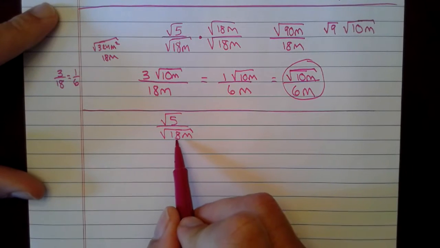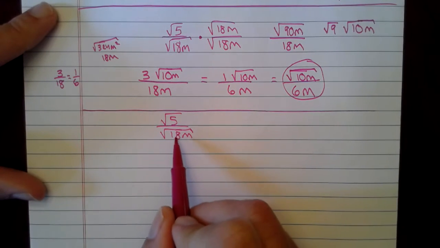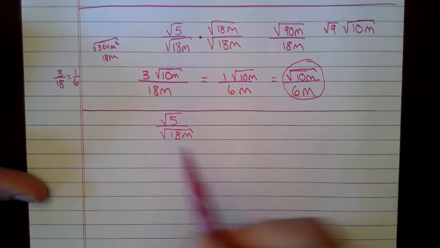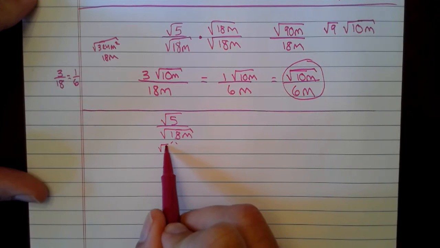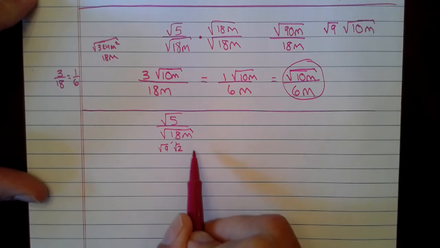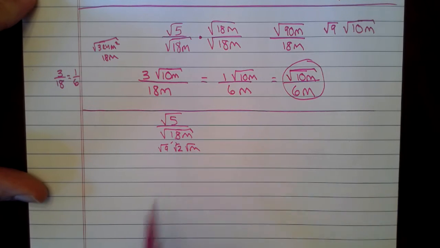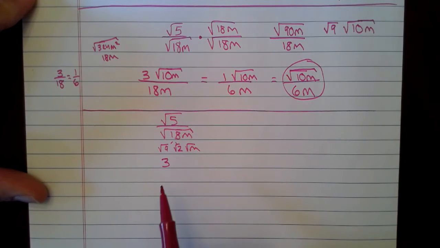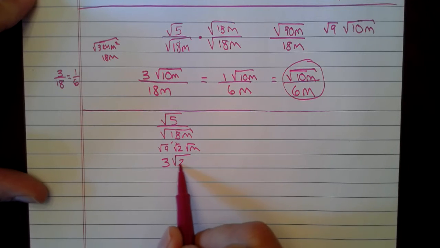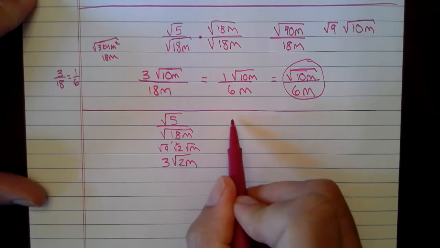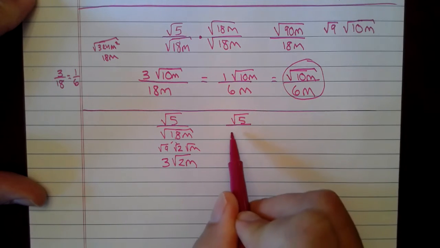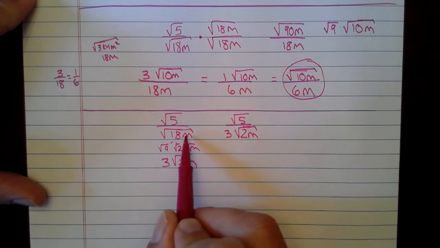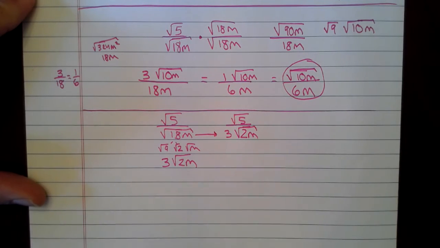All right, root 18, from the get-go, can I simplify root 18? Meaning, is there a perfect square factor that goes into 18? Yeah, this can become root 9 and root 2. And I still have this root m there, all right? So root 18m can become 3 root 2m. So I'm going to rewrite this as root 5 over 3 root 2m. All right, so root 18m is the same thing as 3 root 2m.